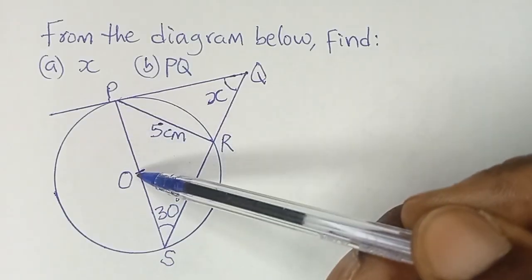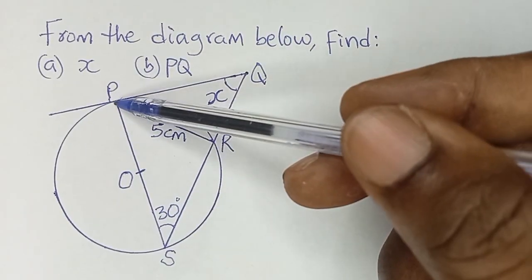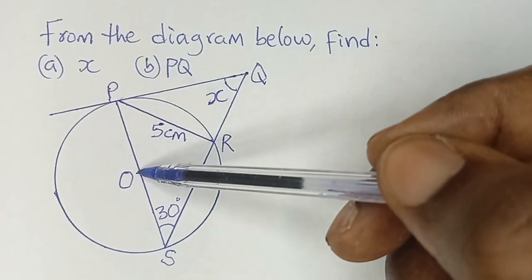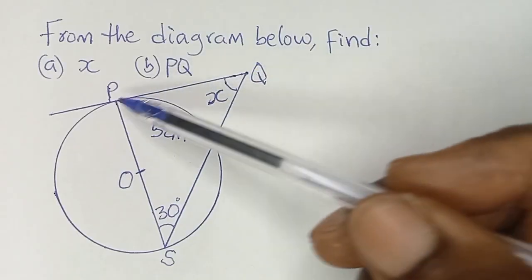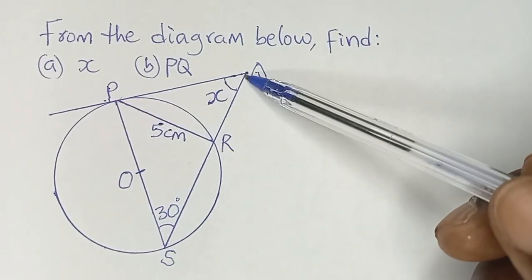This is a line passing through the center of the circle. That means from this point to this place is the radius of the circle. So from the center to the circumference is the radius of the circle. And this line PQ is a tangent to the circle.